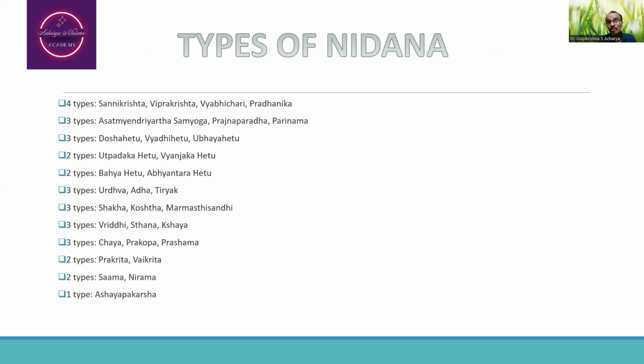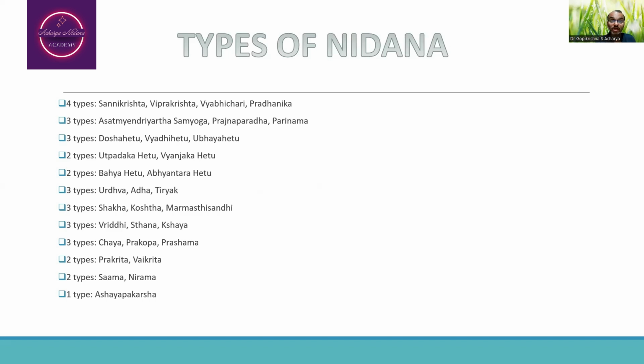So regarding the Madhukosha commentary, it gives various descriptions of the nidana. 4 types of the nidana: Sannikrishna nidana, Viprakrishna nidana, Vibhichari and Pradhanika hetu. 3 types of the nidana: Asatmindriyartha sanyoga, Prajnaparadha, Parinama. 3 types of the nidana: Dosha Hetu, Vyadhi Hetu, Ubhaya Hetu.